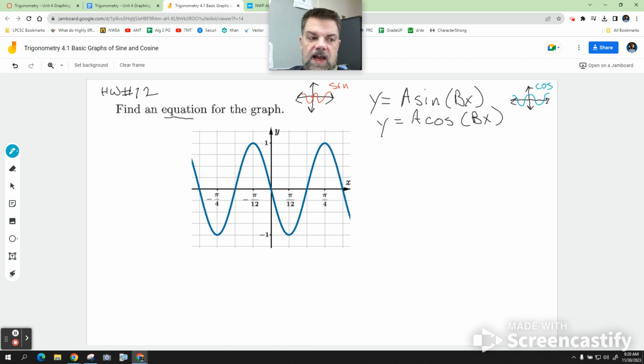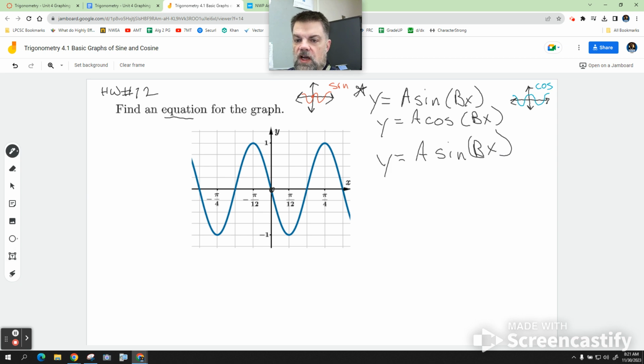So when I look at this function, it goes through the origin, doesn't it? So I'm going to have to use sine. So I'm going to say y is equal to A sine of bx. Okay?